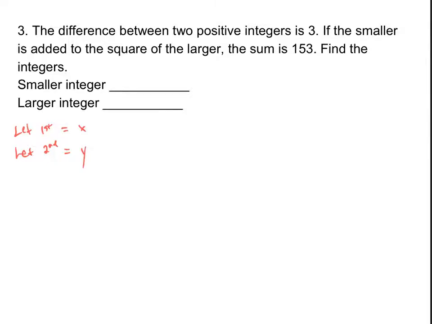And actually, let's let the y be the smaller one also. So when we go to put these back in, if we end up with x being 15 or something like that, that'll go in the larger one and y will go in the smaller box. So the difference is subtraction. Difference between two positive integers is 3. If the smaller is added to the square of the larger, the sum is 153. So the difference between the two, so x minus y is 3, and the smaller we said was y, added to the square of the larger, the sum is 153.